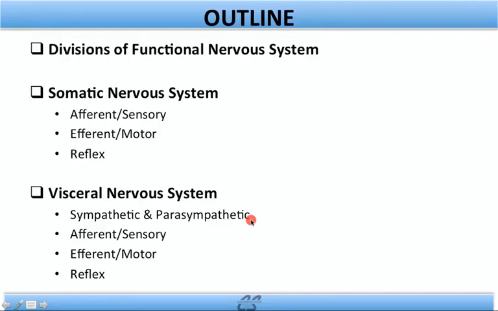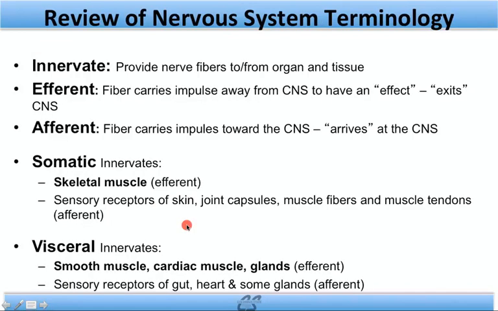And ultimately we're going to look at some example reflexes. We'll have to spend some time on the visceral end of things because when we get to the motor part, it's actually broken down into two subcategories here, sympathetic and parasympathetic. You may walk into the course knowing a little bit about sympathetic. It's the fight or flight types of responses, and parasympathetic will be rest and digest, maybe some reading there. So a little bit of review.